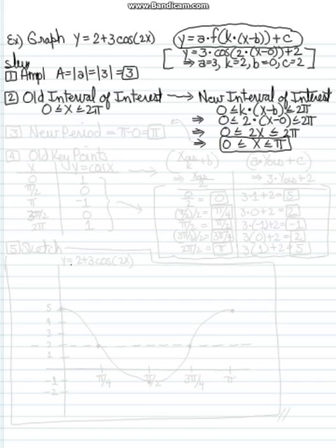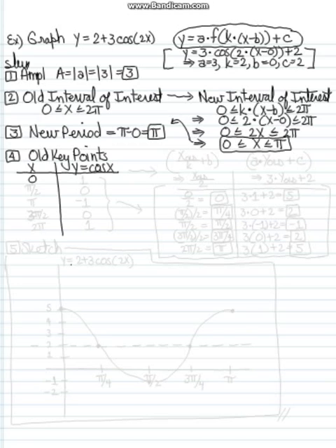So we see that x initial is 0, x final is pi. For step 3, to find the new period that we're going to graph, one complete period, it's the x final, pi, minus x initial, 0. It's pi units. Okay, now the old key points for the cosine. We know these values, the x values and the y values. The x values are our familiar 0, pi over 2, pi, 3 pi over 2, and 2 pi, and their y partners are 1, 0, -1, 0, 1. We're going to use those old x and old y values to find our new ones.